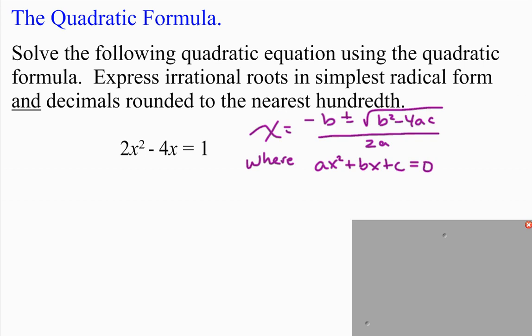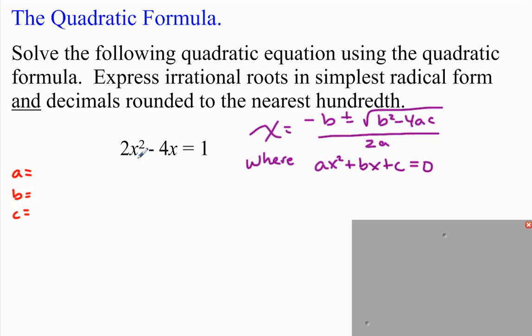All right, so here's what I like to do with the quadratic formula. I like to break it up into two parts: the b squared minus 4ac, and then the rest of the quadratic formula. So I'm always going to work that part out first. Over on our left side, we're going to say what a is, what b is, and what c is.